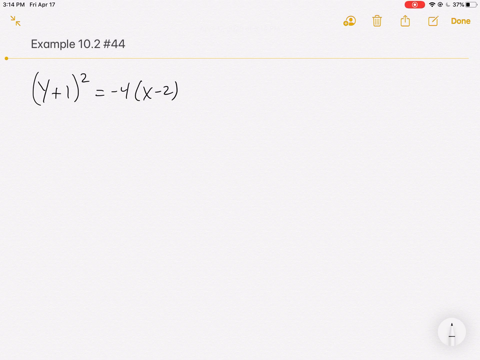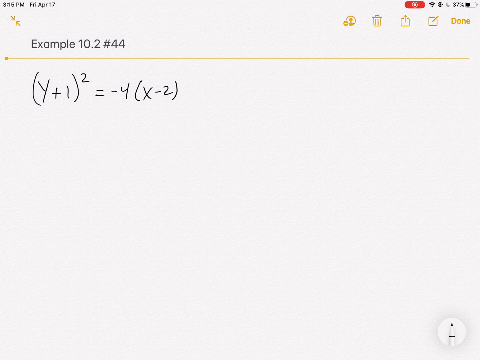The next set of questions will give us an equation of the parabola and want us to get the key information. The easiest ones are the ones up through number 46. The ones that go from 37 to 46 are easy because they're all in the standard form. When we get beyond 46, they're going to be a little more challenging. We're going to have to complete the square and build an equation that looks like this.